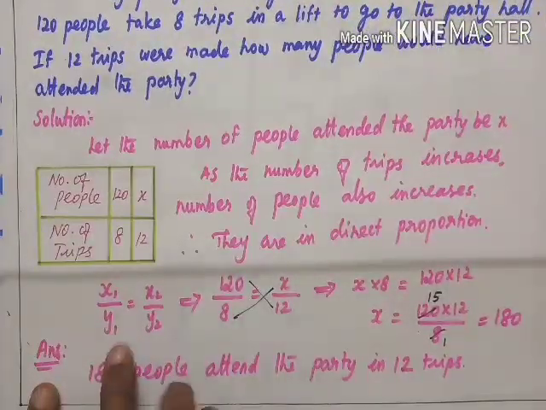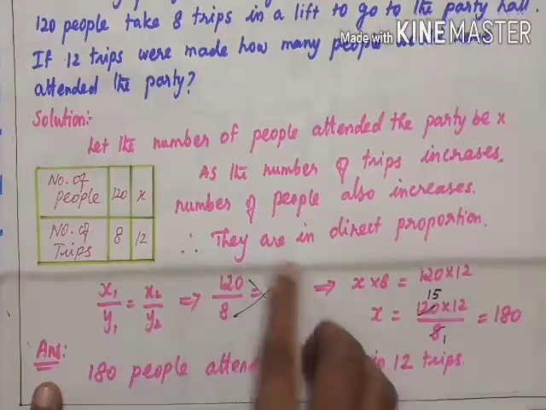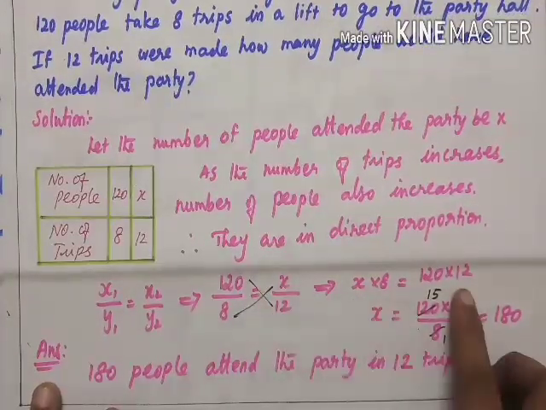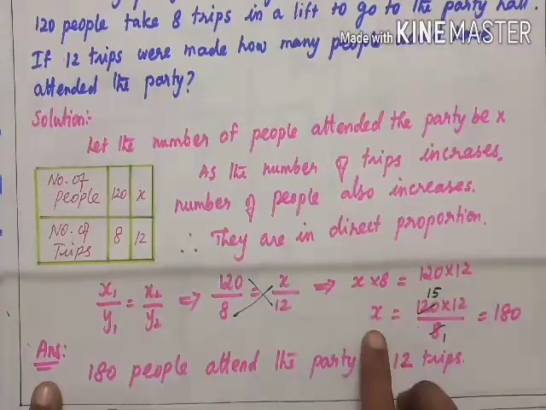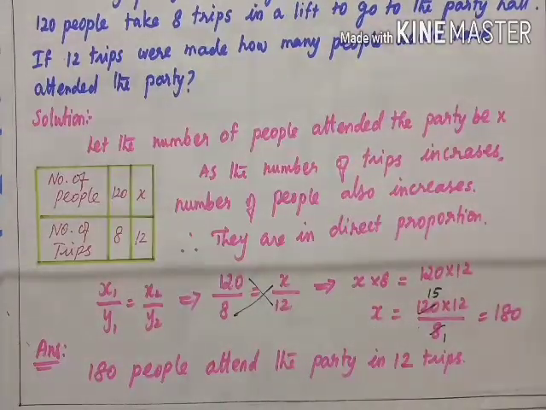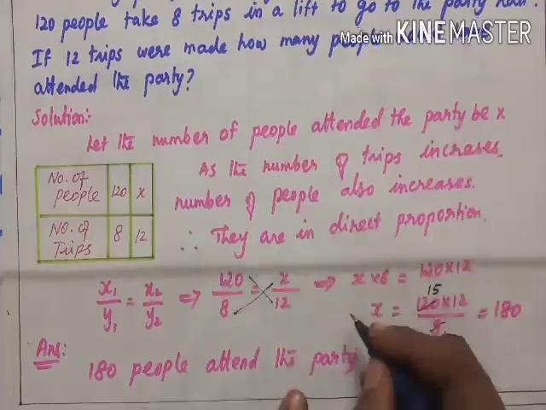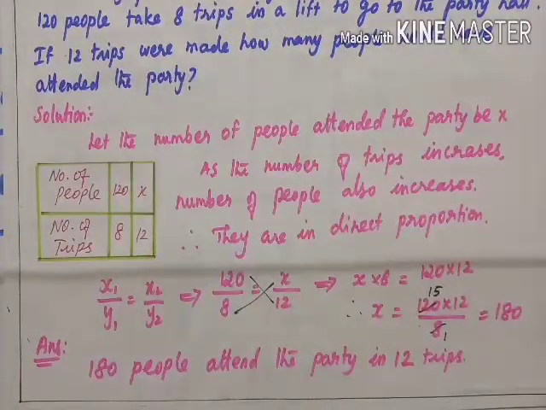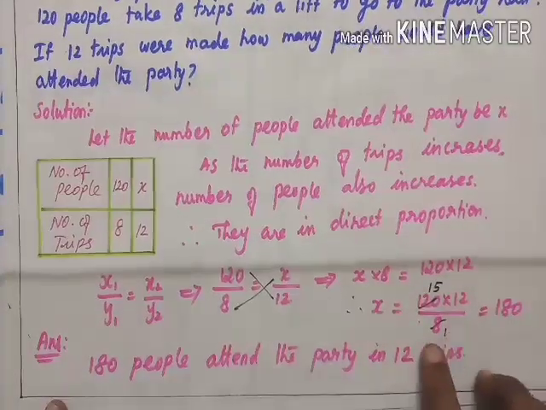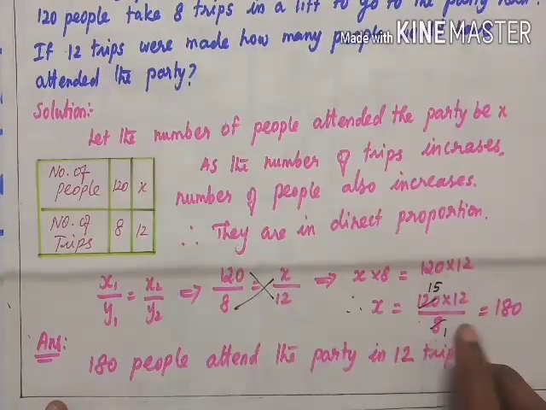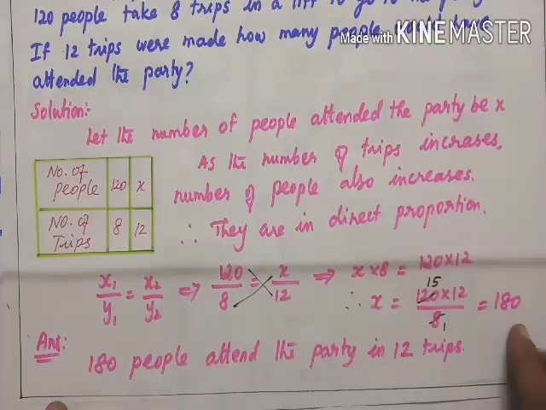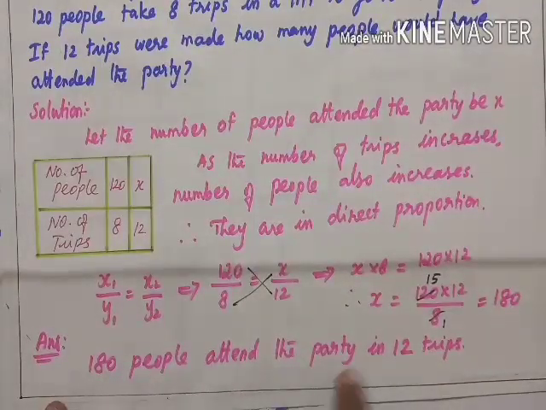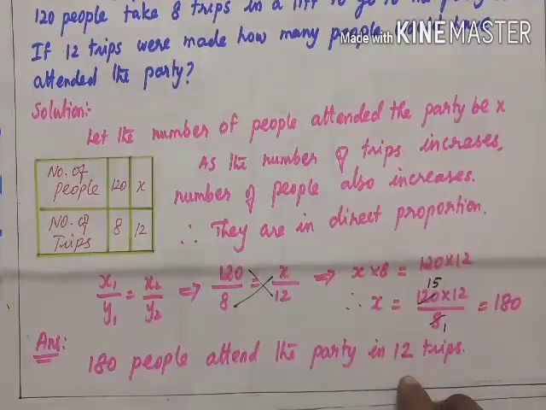So x1 by y1 equal to x2 by y2. Substitute the values and then do the cross multiplication. X into 8 equal to 120 into 12. Therefore x is equal to 120 into 12 divided by 8. If I do the cancellation with the 8 table, 1 time 1 8 is 8, 15 8s are 120. So 15 into 12, 180. So 180 people attend the party in 12 trips.